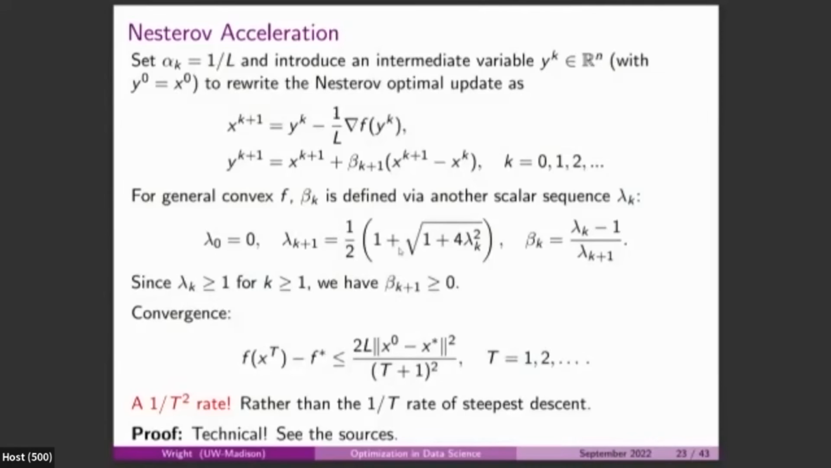But here's what you end up with: the function decreases towards its optimal value at a rate of 1 over t squared, okay? And this is for convex f. So that's better than for steepest descent. Steepest descent was 1 over t. This is 1 over t squared. So that's going down faster, okay?